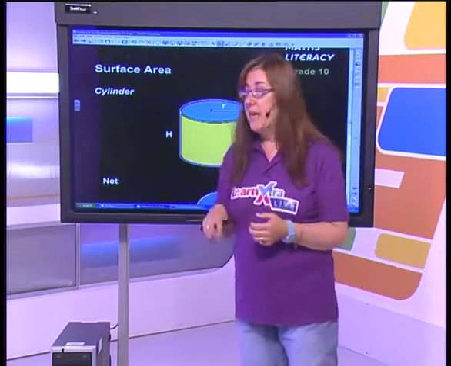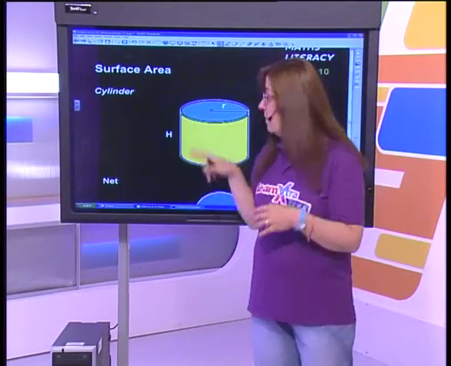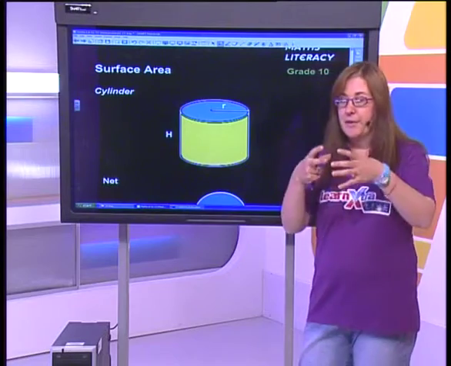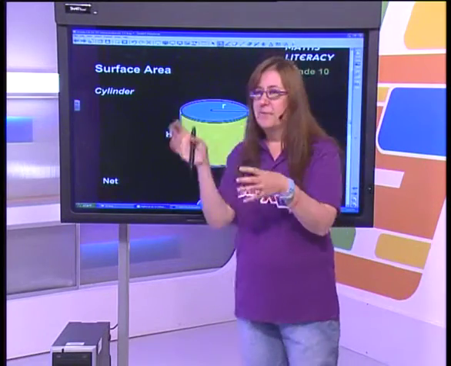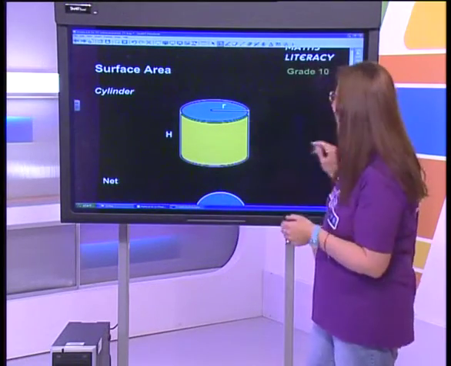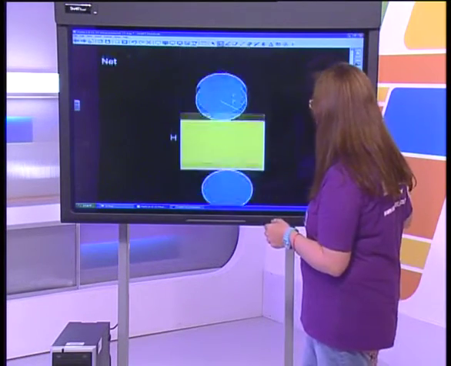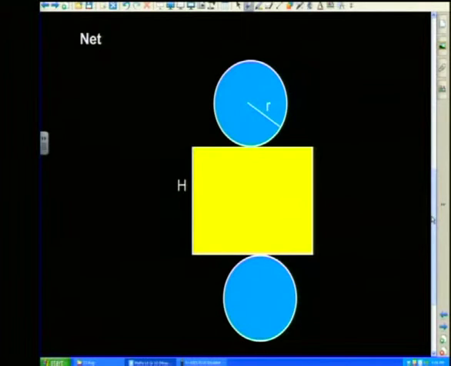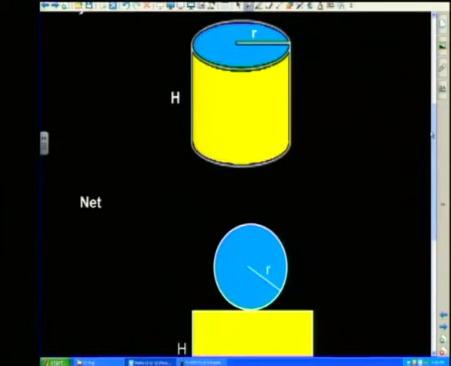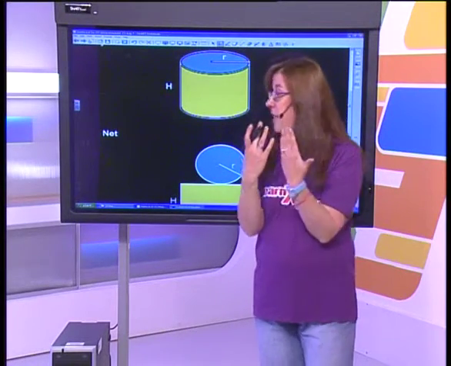Now our cylinder has a blue circle at the top and a yellow, what do we call these things around a cylinder? Outside of the cylinder. Okay, and if I had to draw a net, I've got 2 blue circles because I've got the top of the cylinder and at the bottom of the cylinder. And I've got a rectangle. If I actually took this shape and unfolded it, it becomes a rectangle.